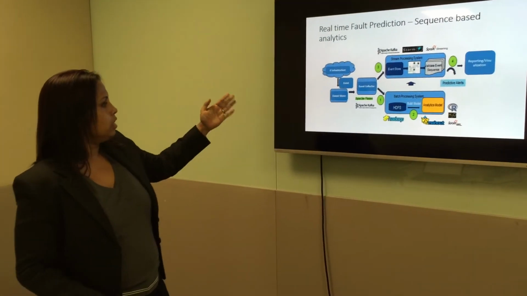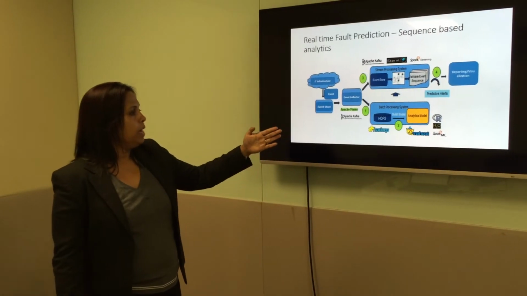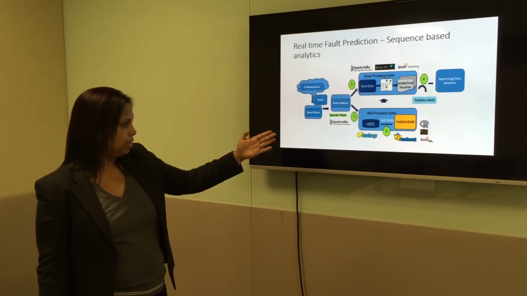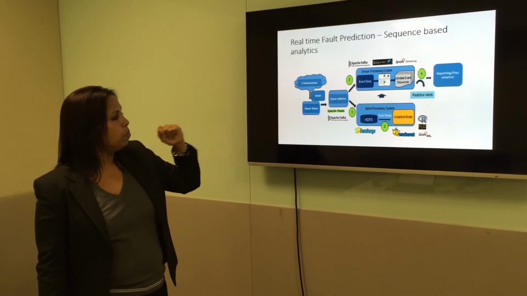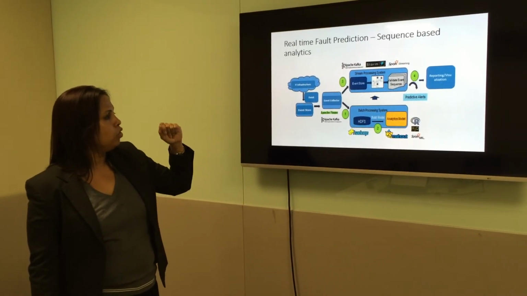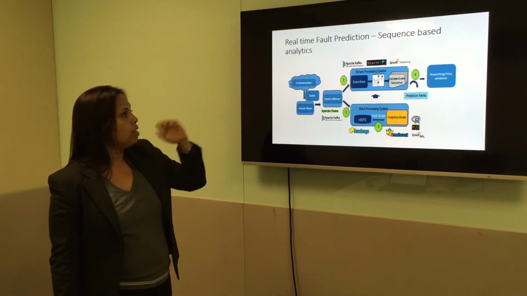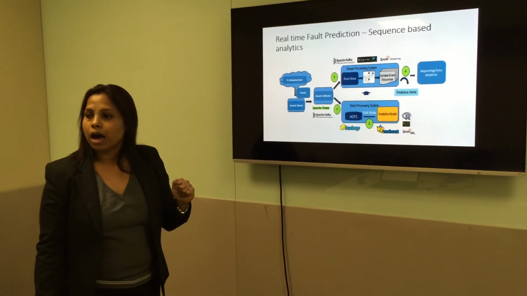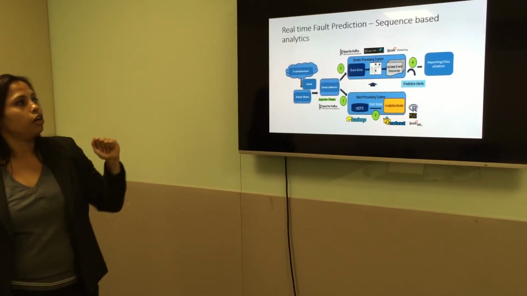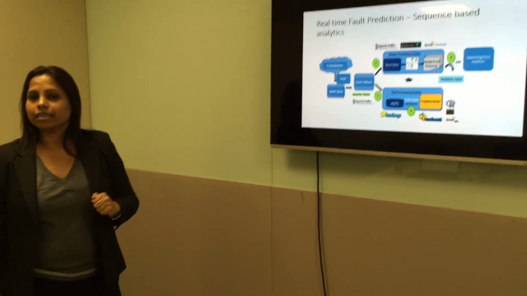So in this architecture, we are building the model in the batch processing system through Mahout, and then we are feeding that model to the stream processing system in real time to find the anomaly. I used Storm as my stream processing system, and that is how I solved this real-time fault prediction scenario with this architecture.